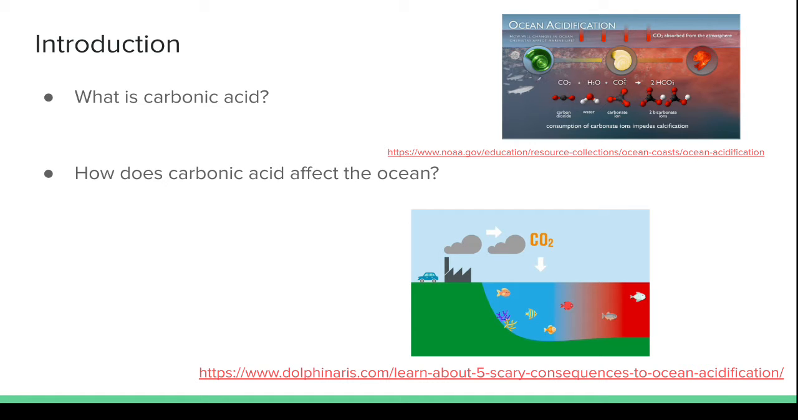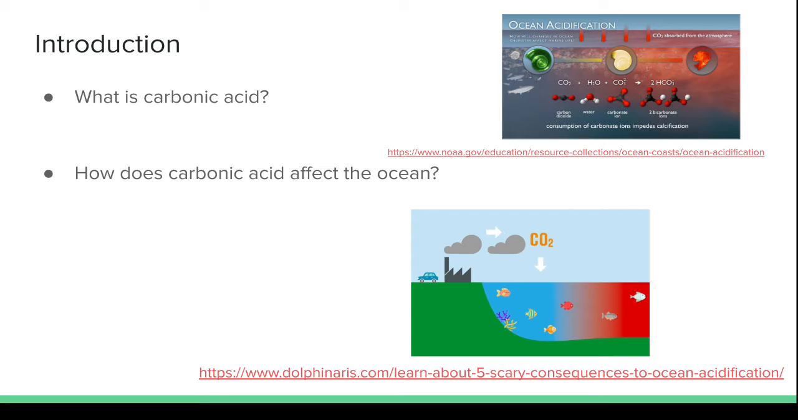Carbonic acid is a compound of the elements hydrogen, carbon, and oxygen. It is formed in small amounts when its anhydride, carbon dioxide, dissolves in water. Carbon dioxide reacts with seawater to form carbonic acid, which releases hydrogen ions, reducing the pH level.